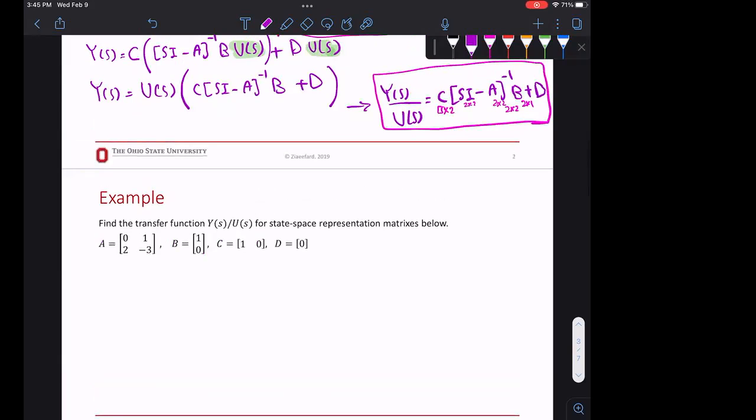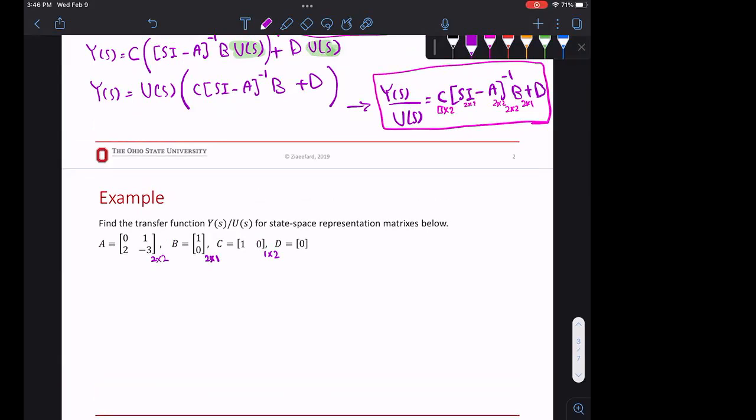I'm going to keep that on top so you can see. You have to use this information. So if you're bringing a cheat sheet, this has to be on your cheat sheet: how to go from a state space to a transfer function. Now, find the transfer function for the state space representation matrices below, A, B, C, D. This system A is 2 by 2, B is 2 by 1, C is 1 by 2, and D is 0, so it really doesn't matter.